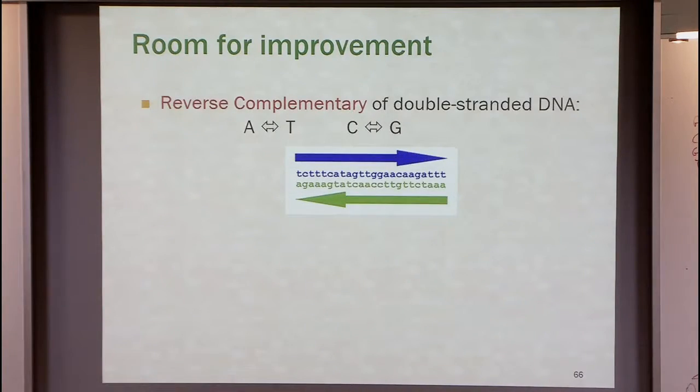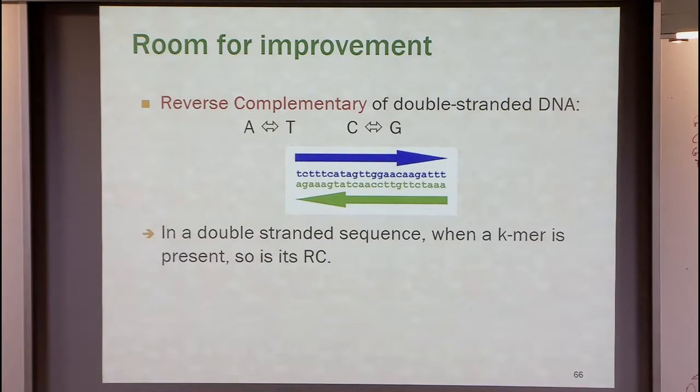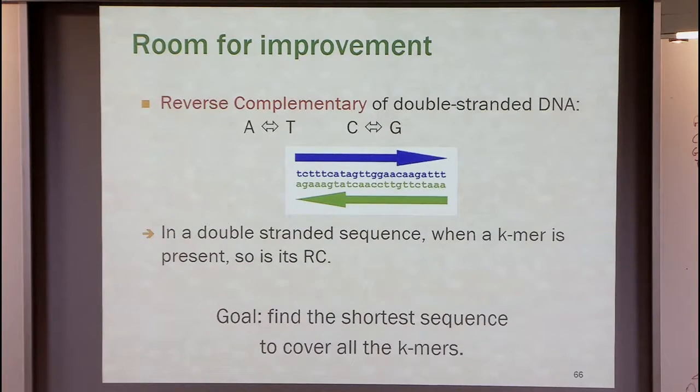How can we improve? We have to consider the reverse complement, the double-stranded property of DNA, which means that if we have a k-mer, we also have the reverse complement of the k-mer. So in this example, if we have this sequence, we also observe this sequence. As I say here, in a double-stranded sequence, when we have the k-mer, we have its reverse complement. So the goal is to find the shortest sequence to cover all the k-mers. Now a k-mer can appear as itself or as its reverse complement, so we don't necessarily have to cover the k-mers as they are in the data.